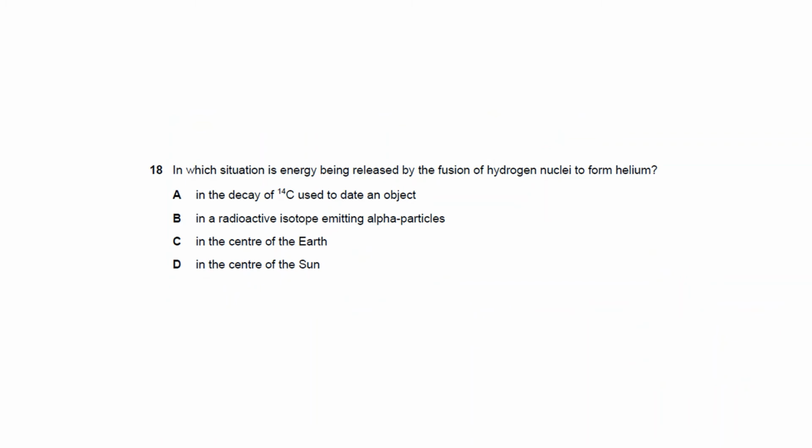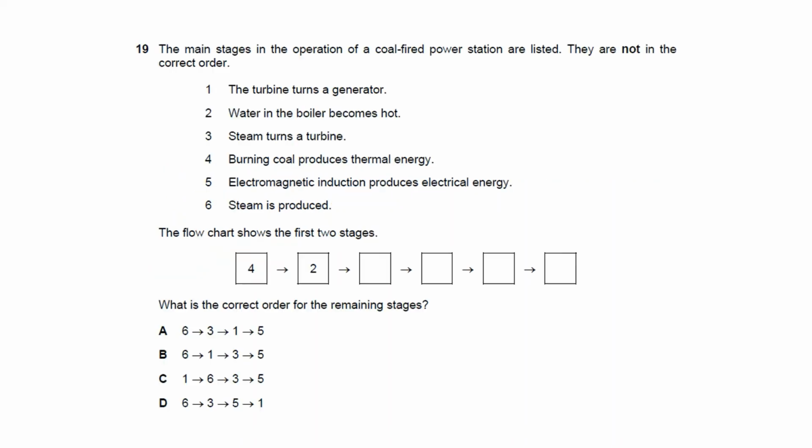Okay. Then they ask, in which situation is energy being released by the fusion of hydrogen nuclei to form helium? This phenomenon of fusion of hydrogen nuclei to form helium actually happens in the sun. I hope you know that. It's known as nuclear fusion. So, yep, the answer would be D.